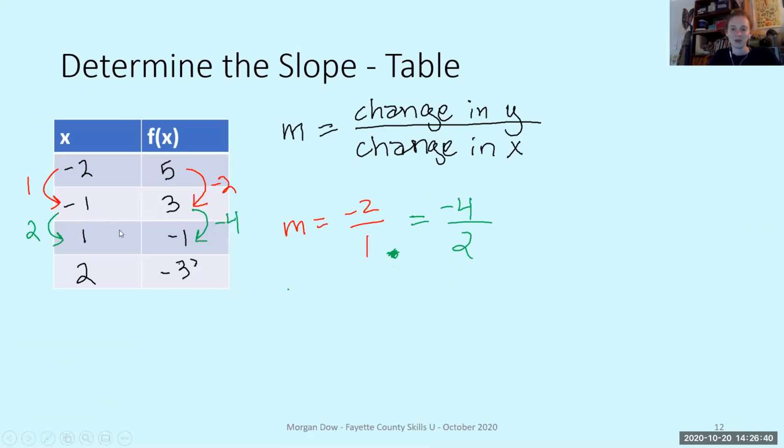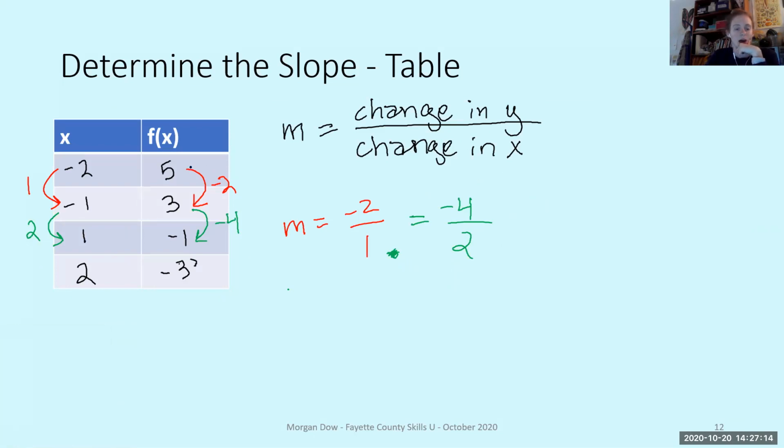If you think back to our work with equivalent fractions, we should know, right, that -4/2 is equivalent to -2/1. Those two fractions or those two ratios, they really mean the same thing. Let's try another pair of points here just to see if we can get another equivalent ratio.